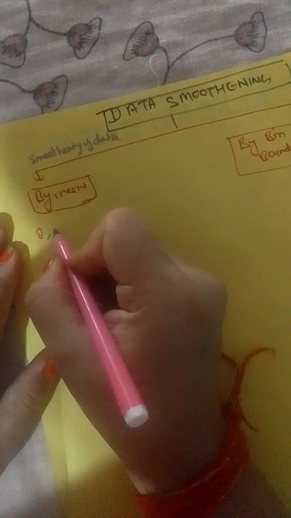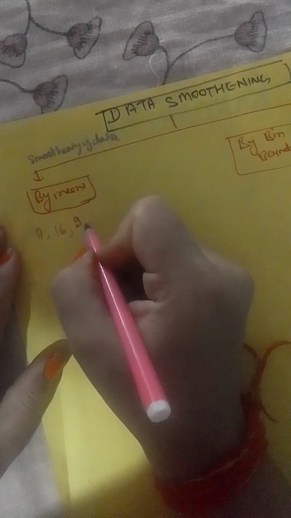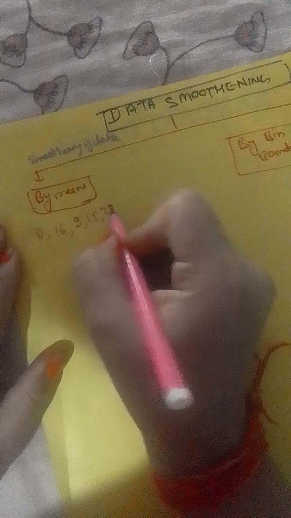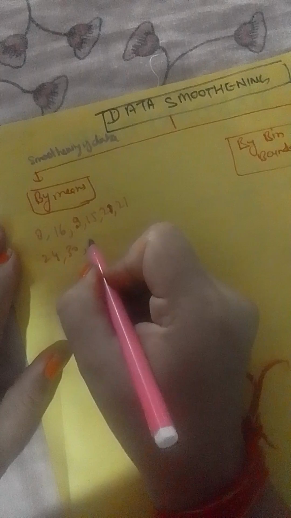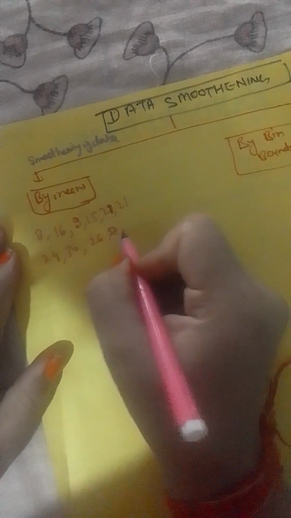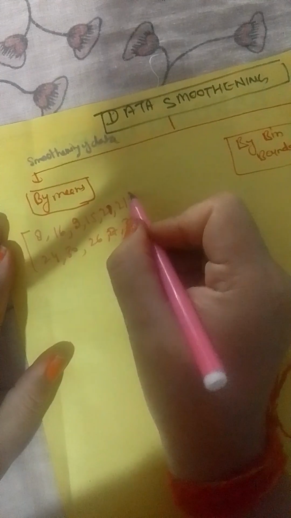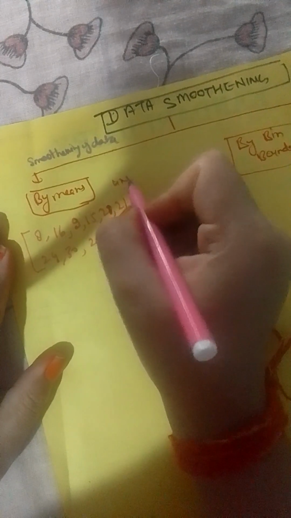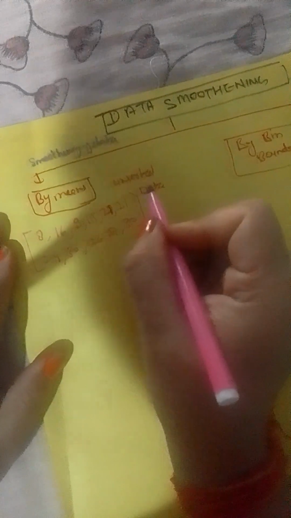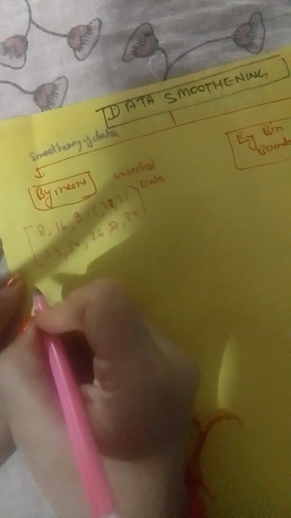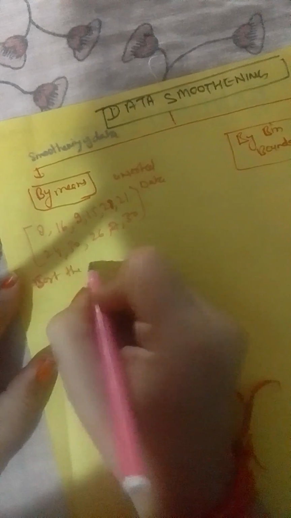The data is 8, 16, 9, 15, 21, 24, 30, 26, 27 and 30. So this is unsorted data provided to you. In this unsorted data, first we have to sort the above data.